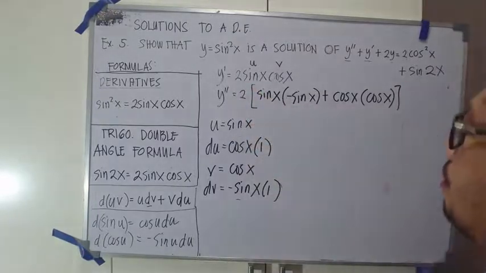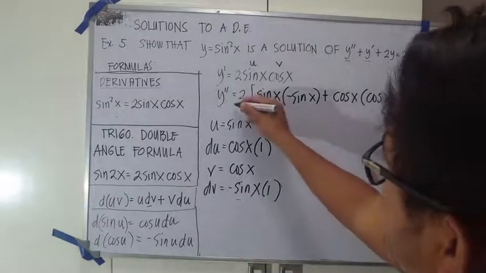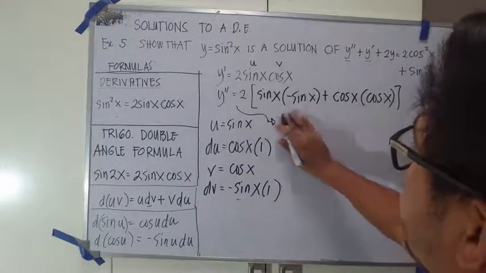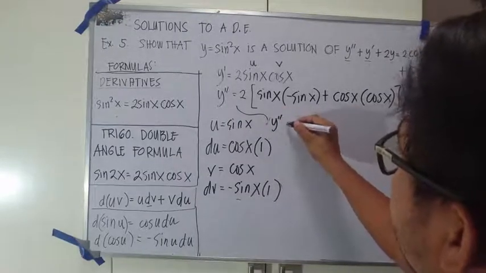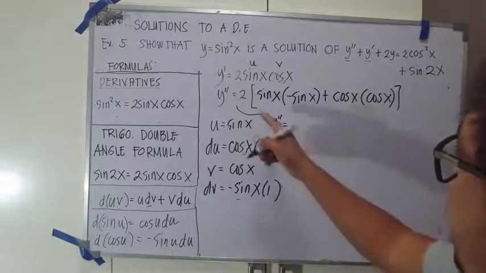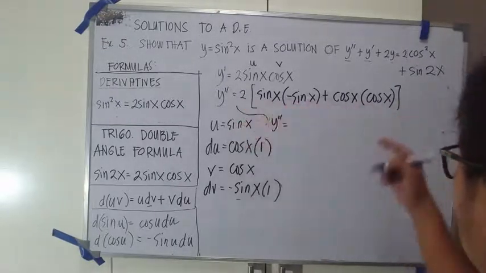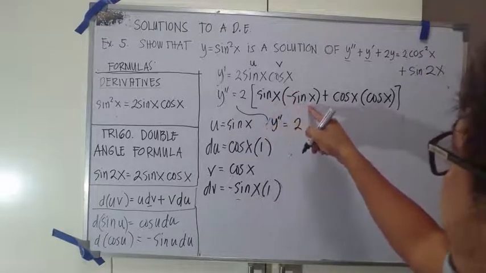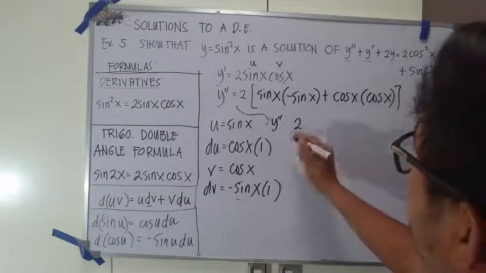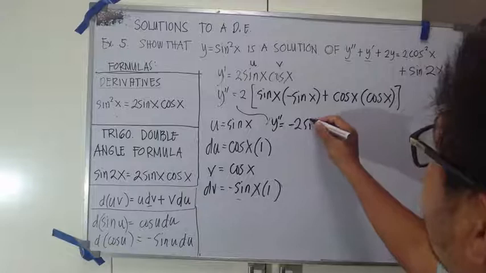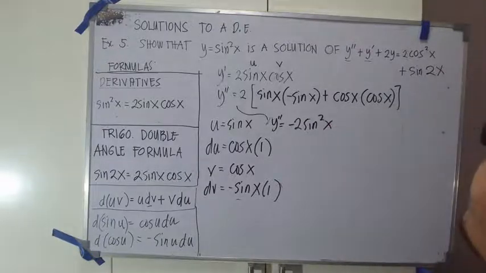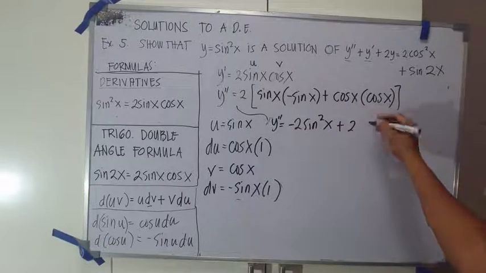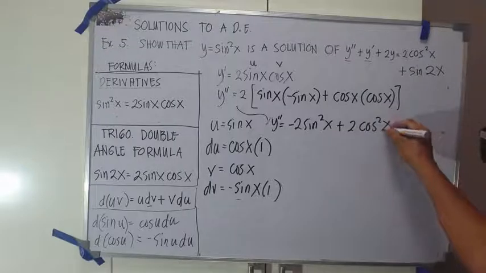Yung numerical coefficient mo. So, simplify. Dito natin i-simplify. So, the second derivative is equals to, simplify, pwede mo nang i-distribute ng 2 dun sa loob. So, this is now equals to 2 times sine times negative sine is negative, magiging negative 2 sine squared of x. Diba? Then plus 2 cosine times cosine is cosine squared of x.